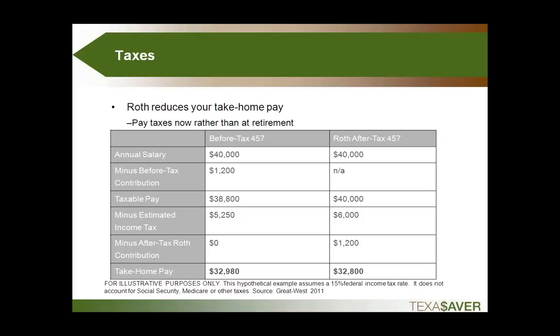After taxes, your take-home pay annually would be $32,980. If that same $1,200 was contributed after tax as a Roth contribution, you would pay taxes on the full $40,000 you had earned immediately, and your take-home pay would only be $32,800. So just a bit of difference in how the taxes are withheld and applied to your contributions as pre-tax or as Roth.